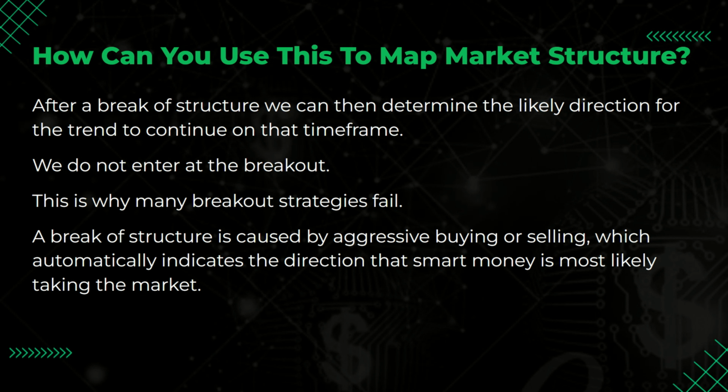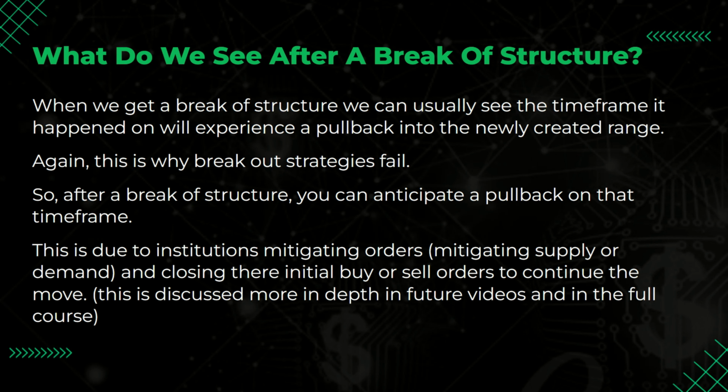So if you see on your chart a break of structure and it's going long or up on the chart, then we can accurately predict that that's the direction that smart money is going to be taking that chart on that time frame. Okay, so the next part of the lesson is talking about what we actually see after a break of structure. When we get a break of structure in the market, we can usually, most of the time, see the time frame it happened on will experience a pullback into the newly created range.